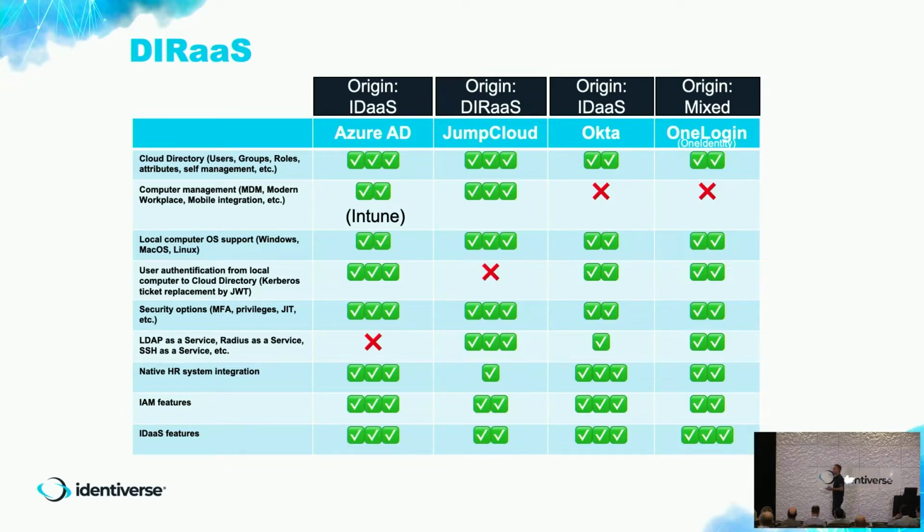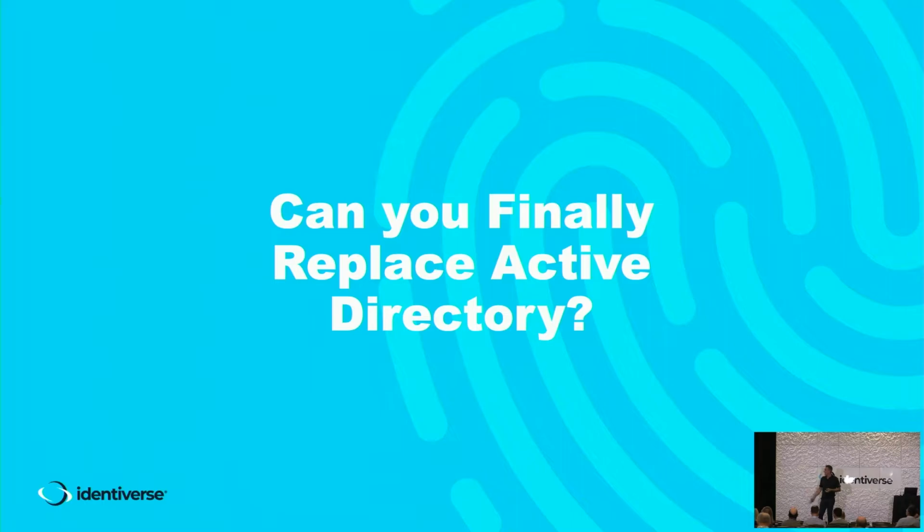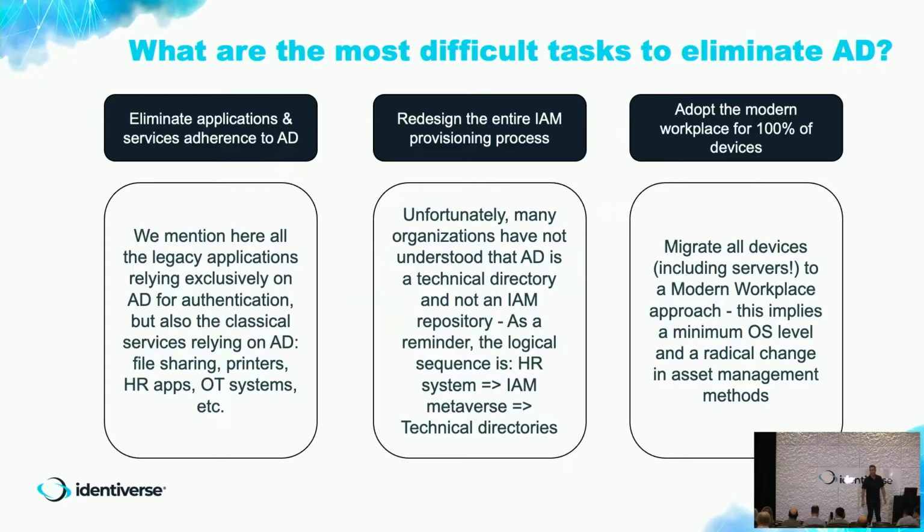So as you can imagine, it's really tricky to make a choice. Because this choice will follow you in the future years. So, can you finally replace AD? If you want to do that, you need to achieve 3 very important tasks.